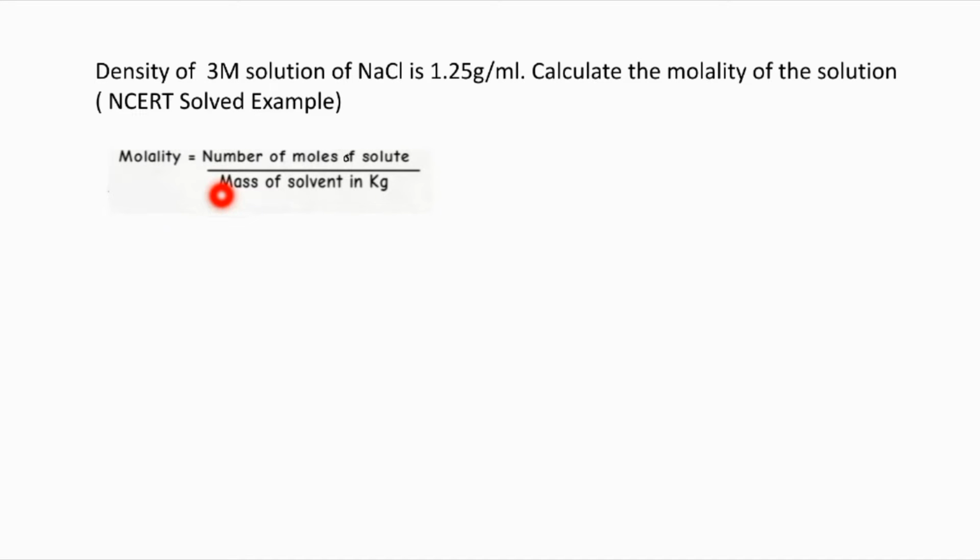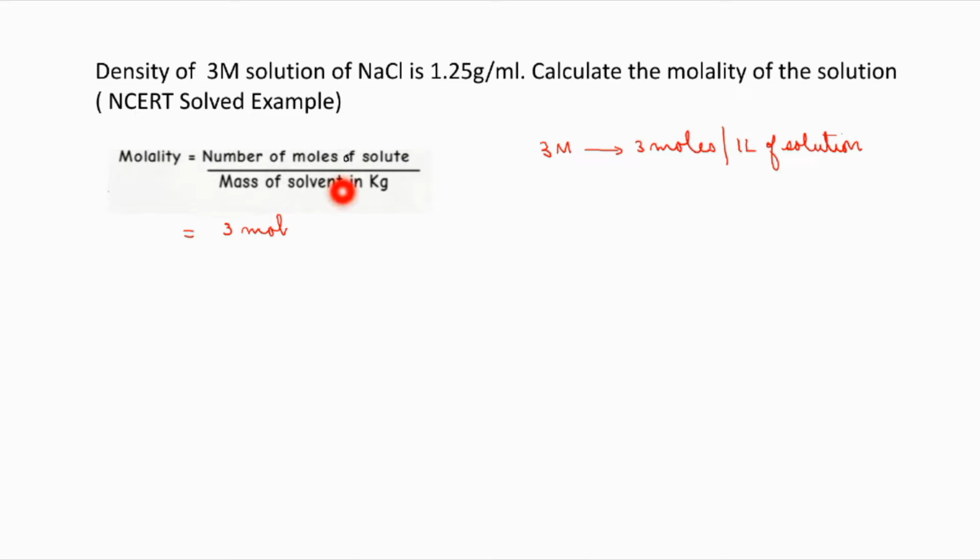See, to calculate the molality, we need the number of moles of the solute as well as the mass of the solvent. Is there any way to find out the number of moles of the solute from this? Yes, they are telling that the solution is 3 molar. What do you mean by 3 molar solution? 3 moles of the solute are present in 1 liter of solution. That is the meaning of 3 molar solution, right? So we got the number of moles from this. You can write over here number of moles is equal to 3 mole. So that work is over.